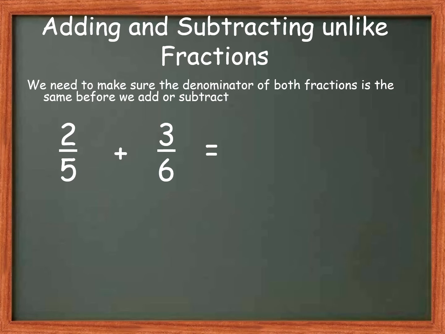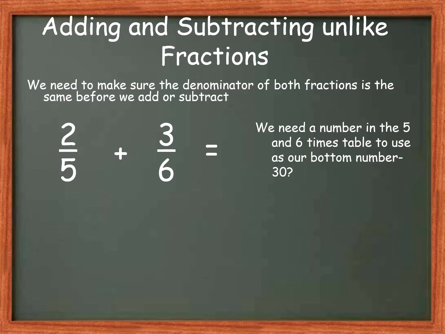Now to solve this one, we also need to make sure that they have the same denominator. To do this, since 5 cannot go into 6, you have to find the number that both have in the 5 and 6 times tables, which is 30. So you multiply the first fraction by 6 and the second fraction by 5, up and down.